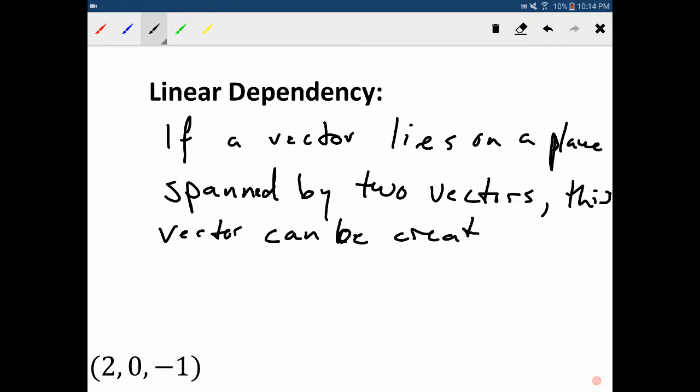Lots of definitions in this lesson. It's getting, it's a boring one, isn't it?